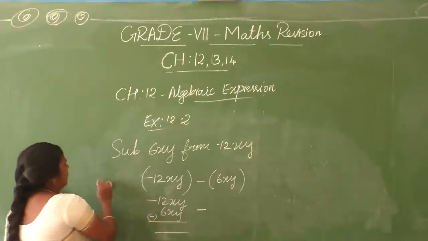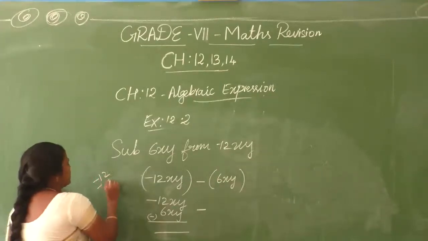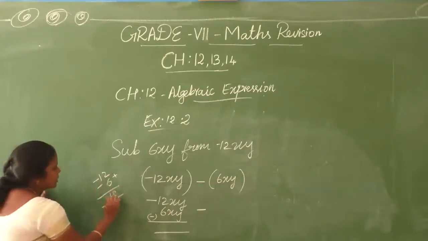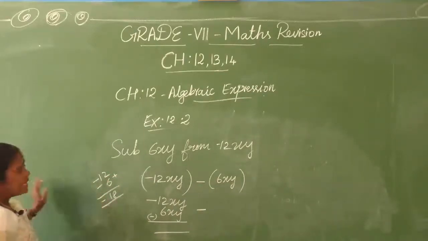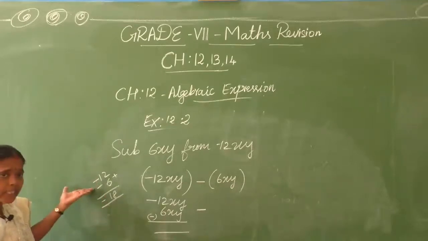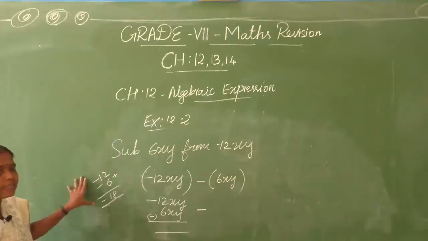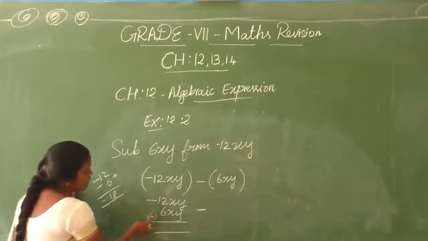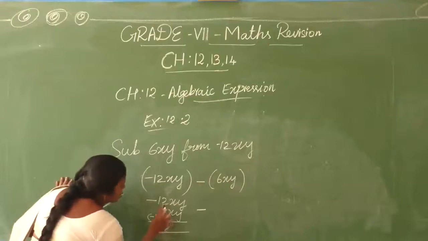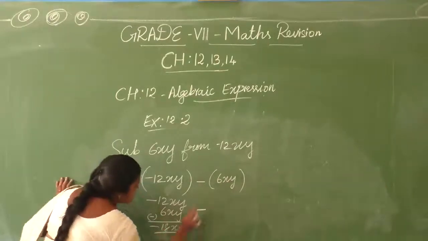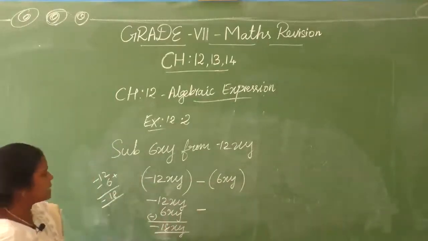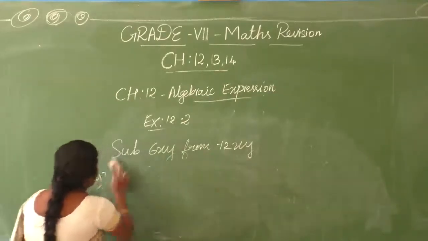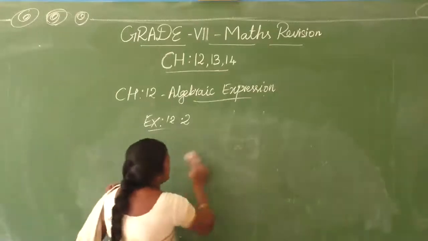In integers, the same sign gives what answer? You have to add the numbers and apply the same sign. Different signs mean you should subtract and apply the bigger number's sign. This is the integer rule of addition of numbers. So here, same sign means we have to add 12 plus 6, 18, with the same variables xy. So minus 18xy comes. One more, a little bit bigger level, I am trying. The remaining you have to practice.